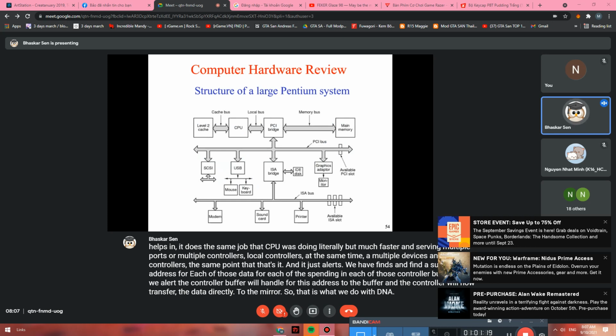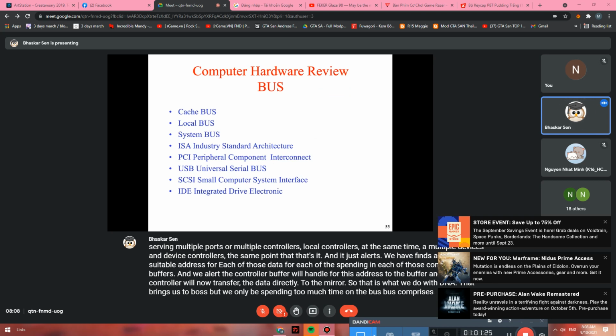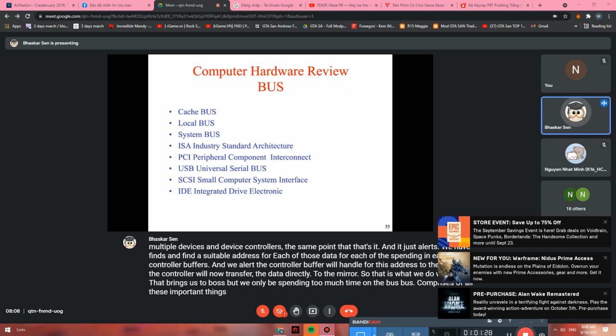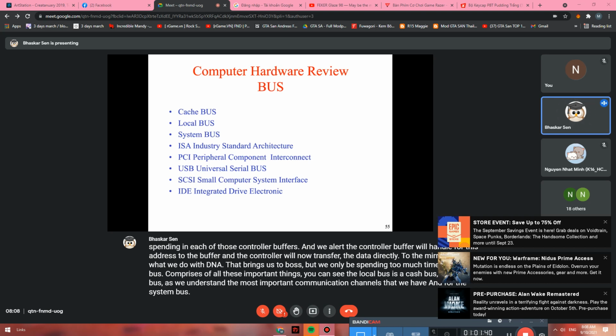That brings us to bus, but we won't be spending too much time on the bus. Bus comprises of all these important things. You can see the local bus, there's a cache bus, there's system bus. These buses, as we understand, are the most important communication channels that we have. And for the system bus, we have different architectures like the North Bridge, South Bridge.